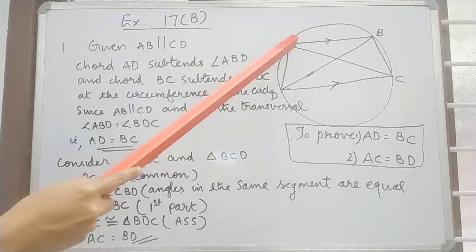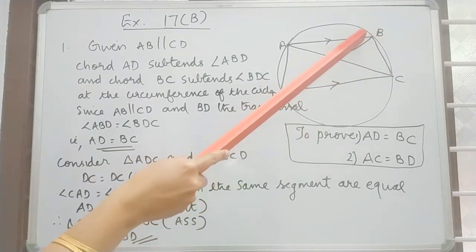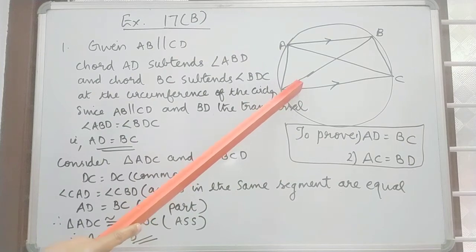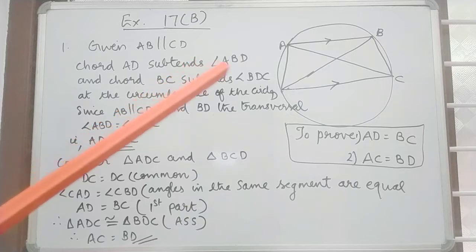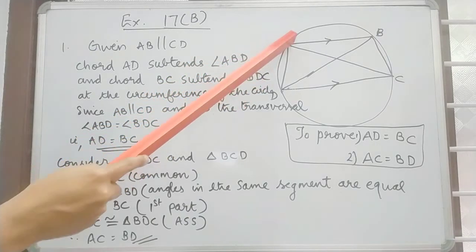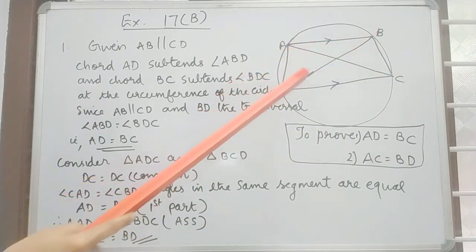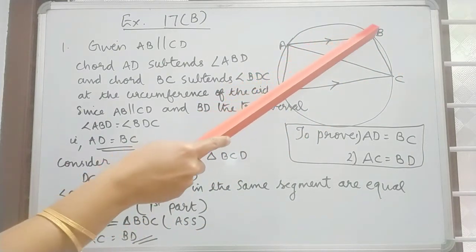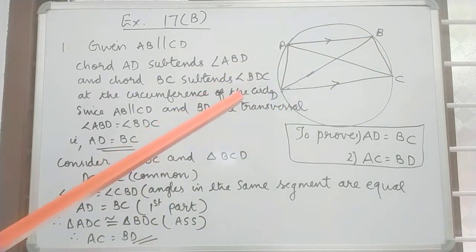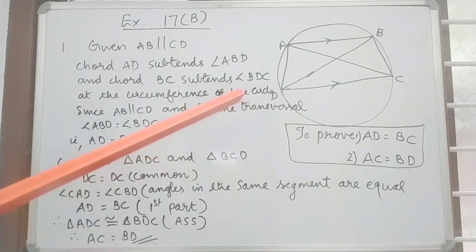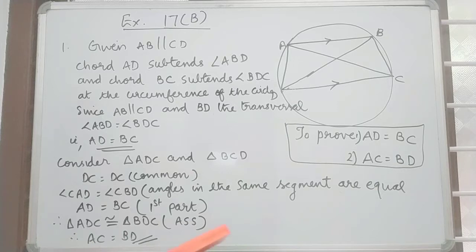So which are the two angles equal? Angle ABD and angle BDC will be equal using the alternate angle property. So AD will be equal to BC. The side opposite to angle ABD is AD and the side opposite to angle BDC is BC. So we can write AD is equal to BC, that is, the non-parallel sides are equal. That is our first part.